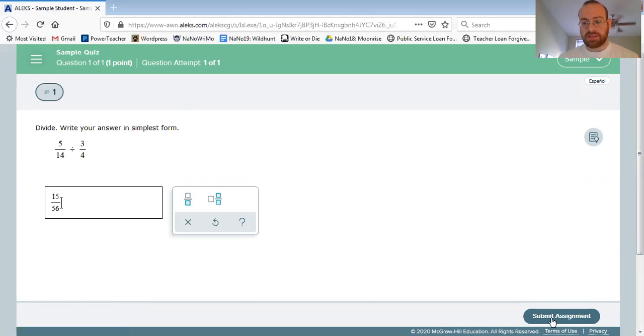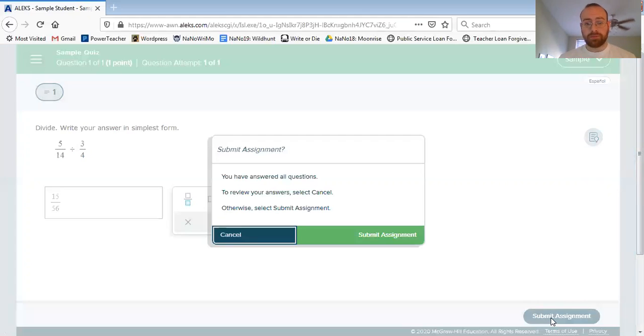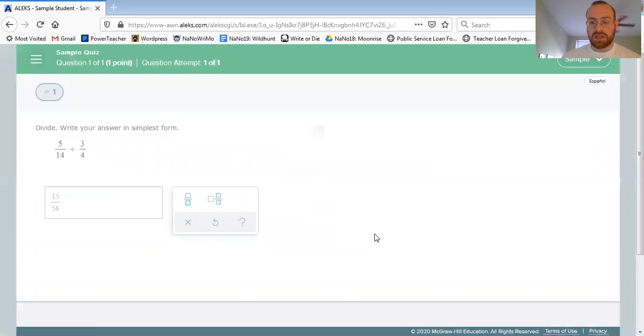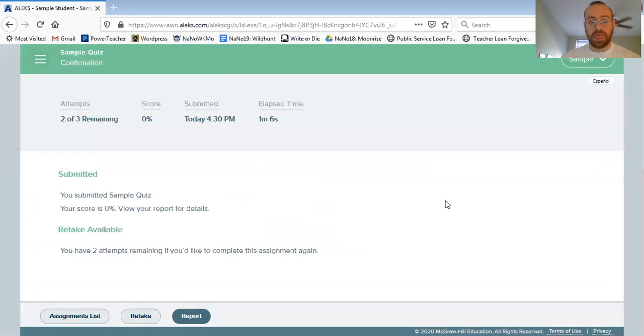That's the problem. My video was hiding the Submit Assignment button. So I'm going to Submit Assignment. And it says I can review my answer still, but I'm going to submit it again. And it says I have 2 attempts remaining still, but I only got a score of 0%, which was what I anticipated. So if I click Report, I will submit that grade of 0. But instead, let's retake it.